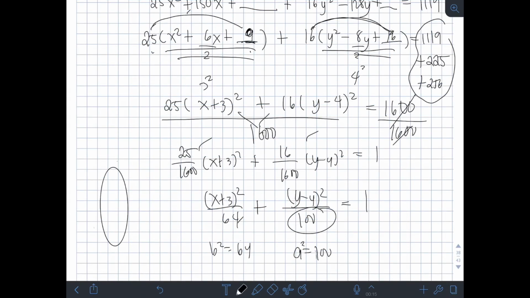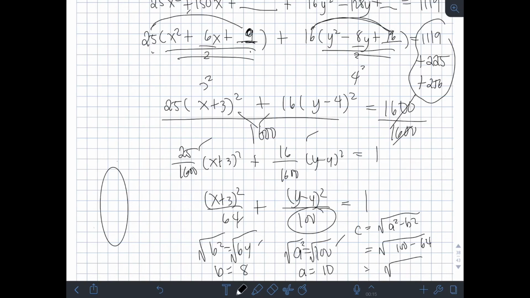So, we can now solve for the value of a by square rooting both sides. So, a is equal to square root of 100 or 10. And then for b, square root natin to both sides, we have b is equal to square root of 64 or 8. Okay? So, to solve for c naman, we have the formula c is equal to square root of a squared minus b squared, right? So, we have square root of a squared is 100 minus b squared is 64.